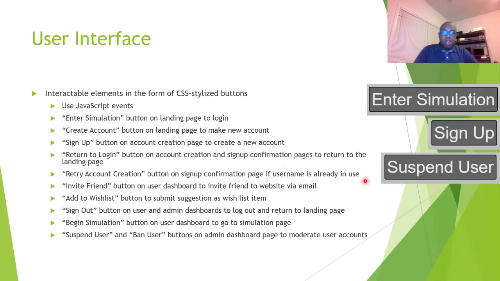they provided was already in use, an invite friend button on the user dashboard to invite a friend to the website via email, an add to wishlist button to submit a suggestion as a wishlist item, a sign out button on the user and admin dashboards to log out and return to the landing page, a begin simulation button on the user dashboard to go to the simulation page, and finally, suspend user and ban user buttons on the admin dashboard page to moderate user accounts.